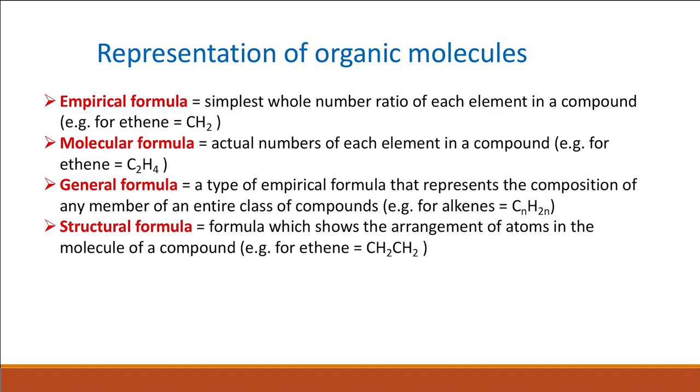The general formula is the type of empirical formula that represents the composition of any member of an entire class of compounds, basically a homologous series. For example, for alkenes, it's CnH2n. And then there is the molecular formula, which gives you the actual number of each element in the compound.